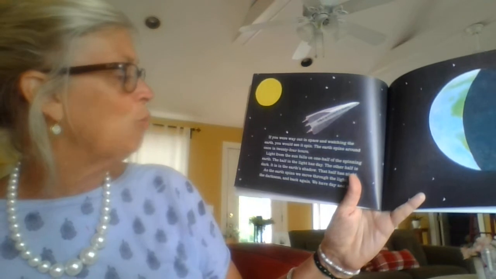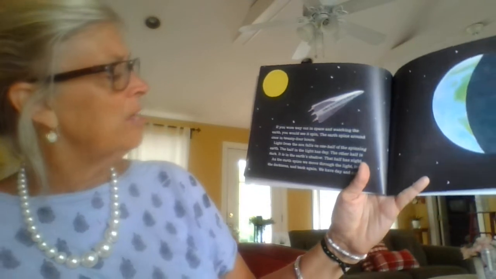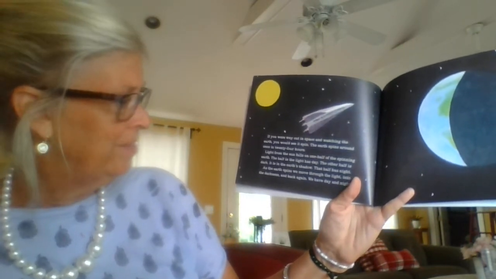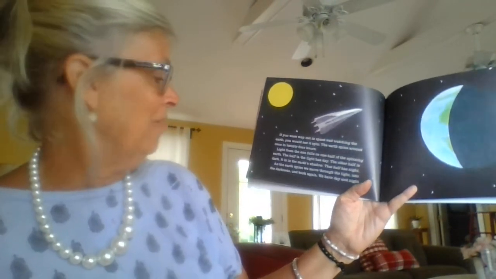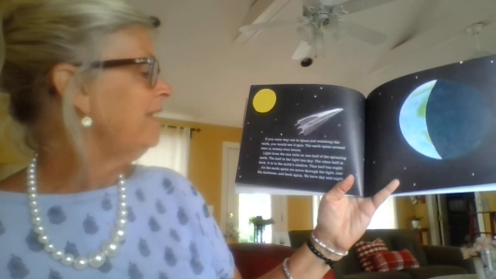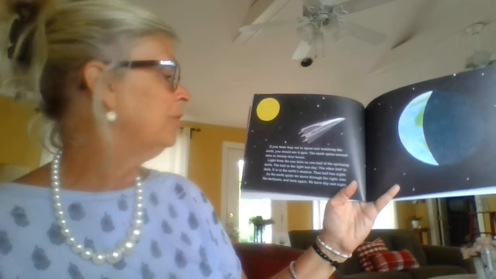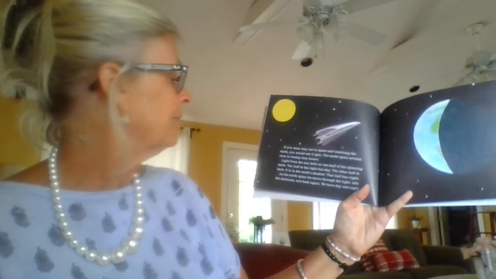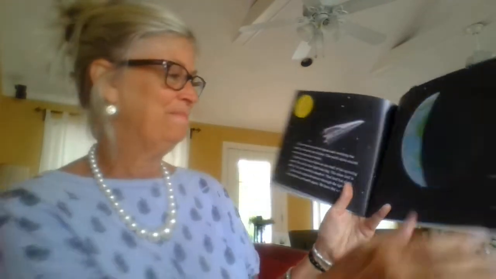The earth spins around once in 24 hours. Light from the sun falls on one half of the spinning earth. I bet you know what that light is. The half in the light has day. The other half is dark. It is in the earth's shadow. That half has night. As the earth spins, we move through the light into the darkness and back again. We have day and night.